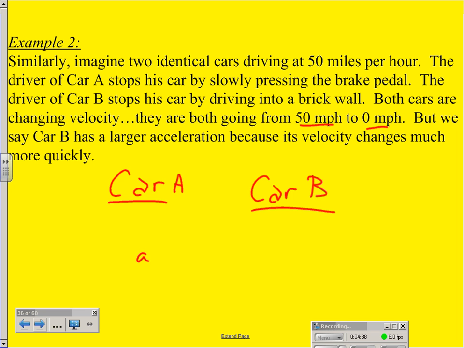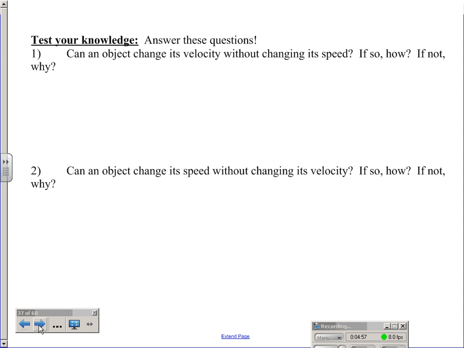You're going from 50 miles an hour to, bam, 0 miles an hour in a very quick amount of time. I should comment that even that car driving into the brick wall, it does take time for that velocity to go to 0. The car does not immediately stop. It stops very, very quickly, but it's not immediate.